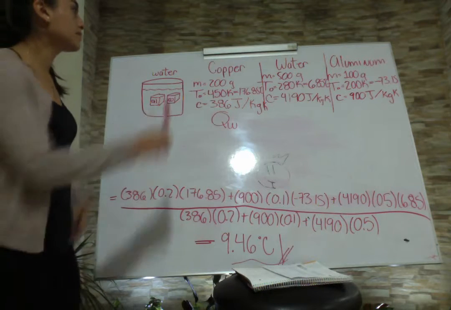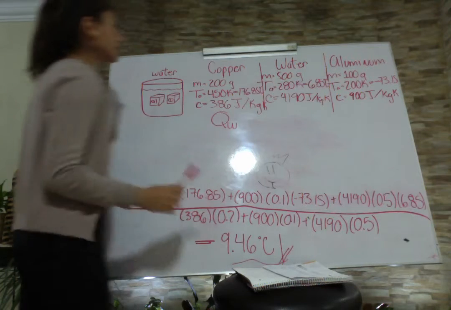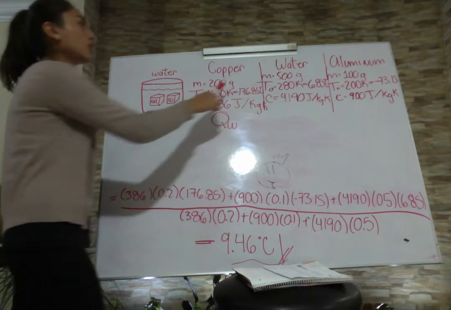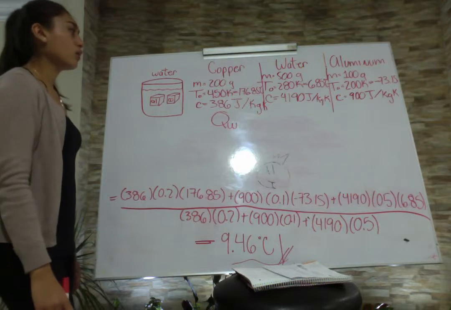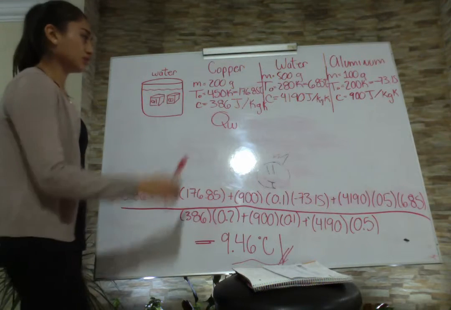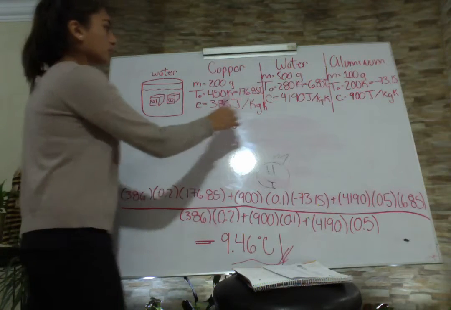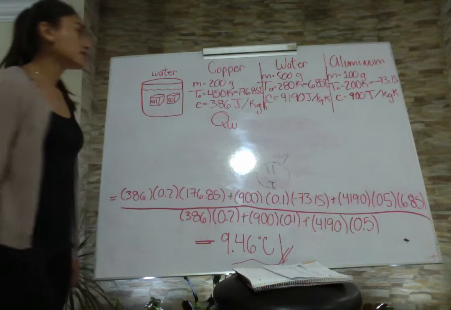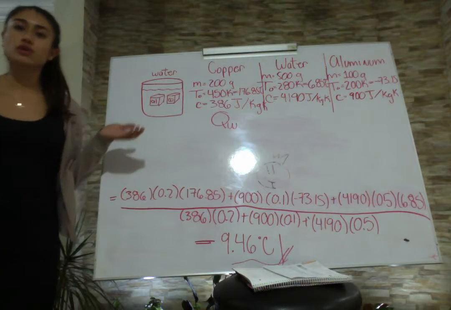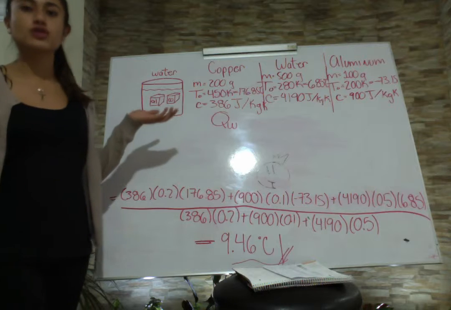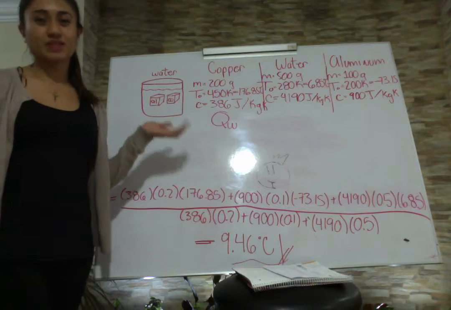The problem is telling us the mass of the copper, the mass of the water, and the mass of the aluminium, as well as the initial temperature of the three. Another thing that I had to check in the book was the specific heat of each one. The problem is asking us the final temperature, or the equilibrium temperature, of the mixture.